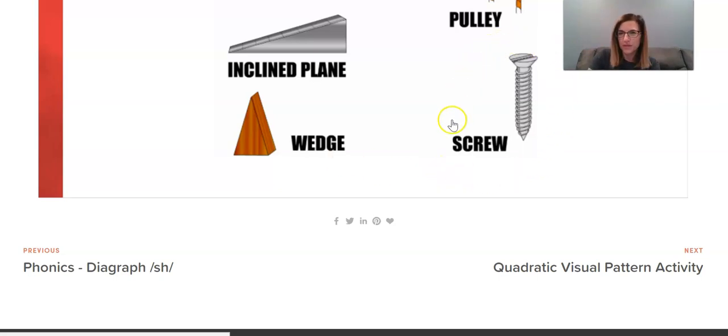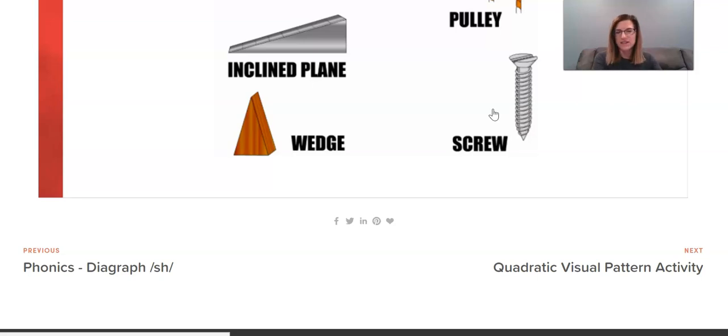And a screw. So a screw has a bunch of grooves around a cylinder. And so we can use screws as ways to fasten items together. We can also use it in something like Archimedes screw, where we can use the grooves to pull things up. Okay.